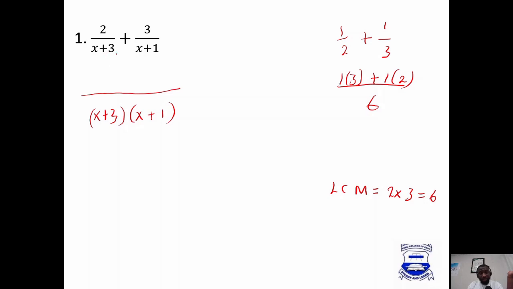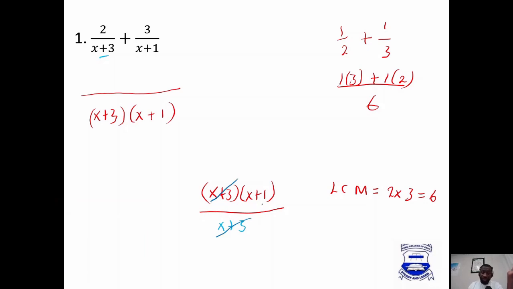So I have x plus 3 parenthesis x plus 1. And I want to divide by the first denominator, right? So here, I'm dividing by x plus 3, right? I'm dividing by this denominator here, right? So the whole of this divided by x plus 3, then x plus 3 is going to cross out x plus 3, and we are left with just x plus 1.